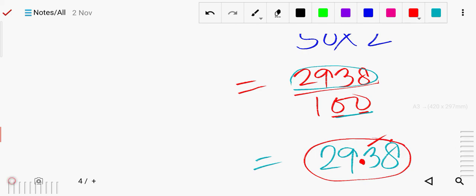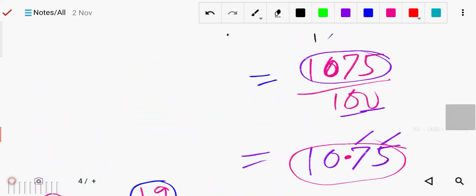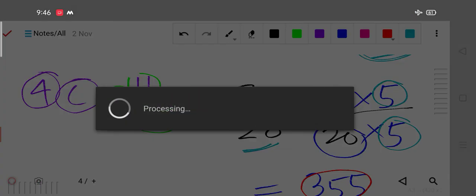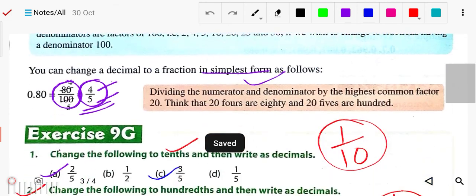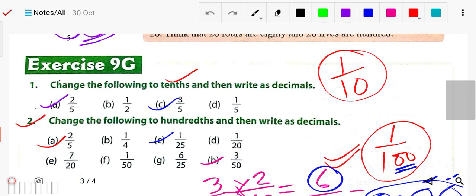Okay, so likewise you have to solve exercise 9G. Your homework is exercise 9G. All the rest of the questions you have to solve.